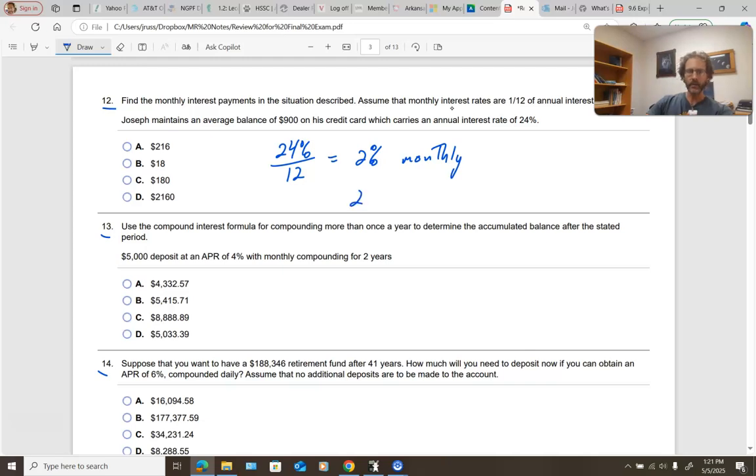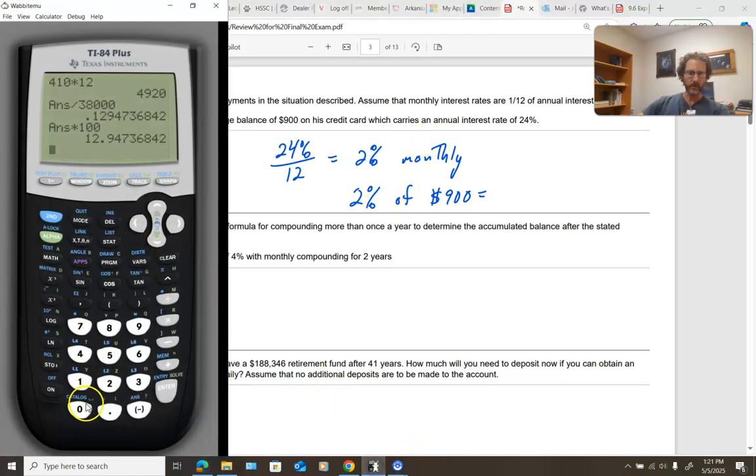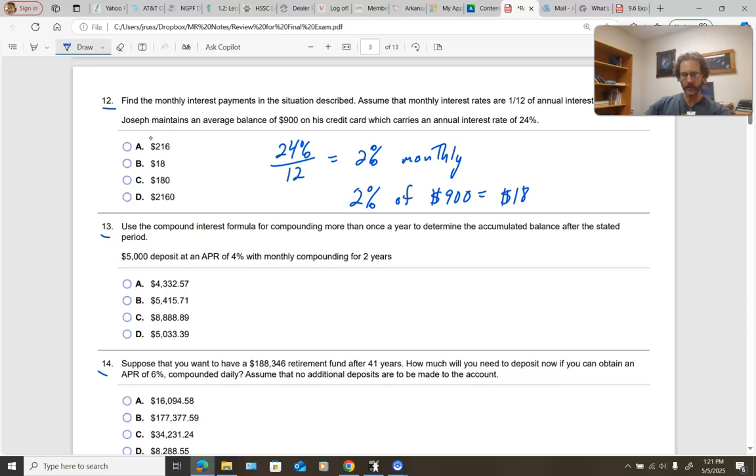Now we need to figure out, well, what is 2% of his balance? 900. Okay. So this is where you convert 2% to a decimal. So it becomes 0.02 times 900. And this is what he's going to spend on interest. $18 for that first month. Okay. So the $18.